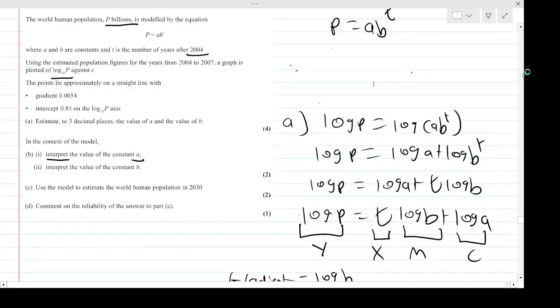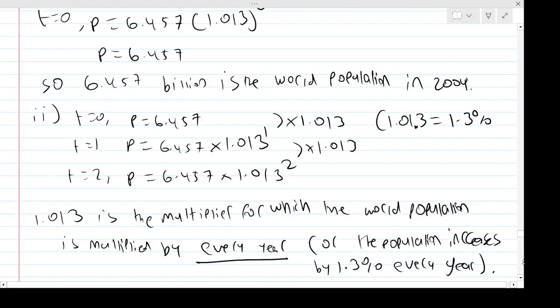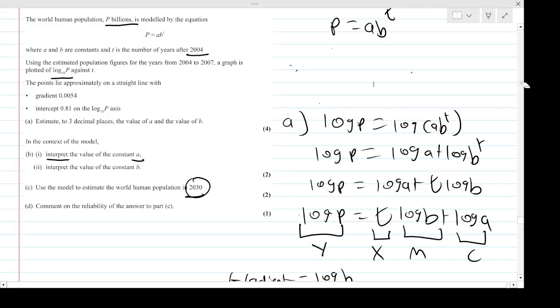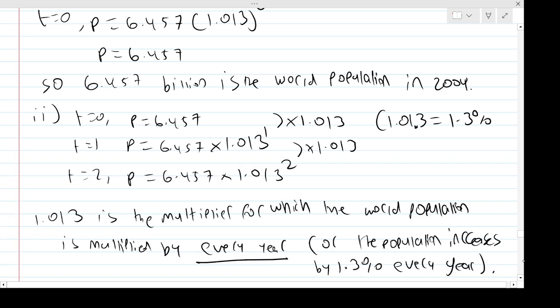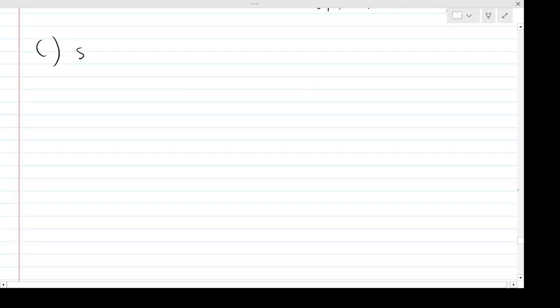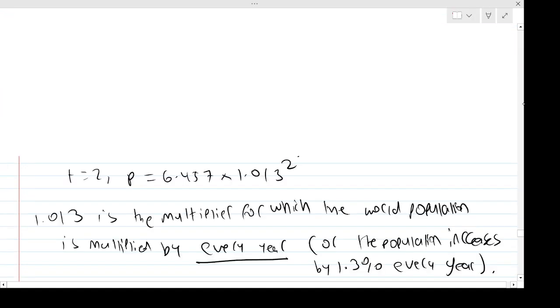Then it says for part C, use the model to estimate the world population in 2030. Okay. So again, now a sort of substitution exercise. But 2030, again, the initial value of T is 2004, right? So how many years have we gone from 2004 to 2030? 26 years, right? So if we sub in 26 into my model, where are we? So I'm going to sub T is 26 into the model P, which was what?